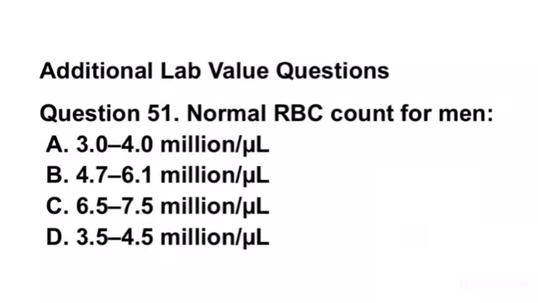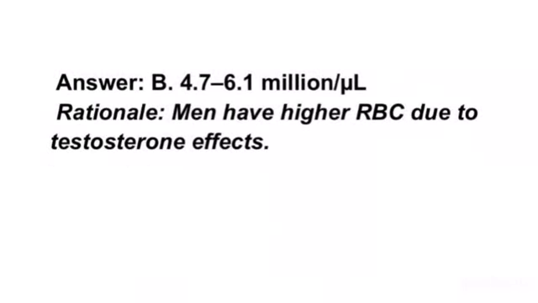Hematology. Question 51. Normal red blood cell, RBC, count for men. A. 3.0 to 4.0 million per microliter. B. 4.7 to 6.1 million per microliter. C. 6.5 to 7.5 million per microliter. D. 3.5 to 4.5 million per microliter. Answer: B. 4.7 to 6.1 million per microliter. Rationale: men have higher RBC due to testosterone effects.